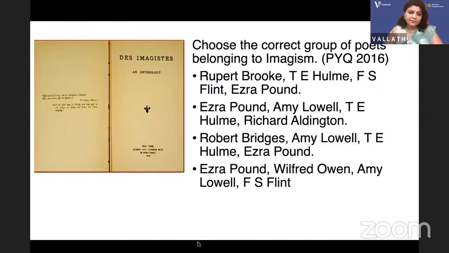Choose the correct group of poets belonging to Imagism. Rupert Brooke, T.E. Hume, F.S. Flint, Ezra Pound. Next, Ezra Pound, Amy Lowell, T.E. Hume, Richard Aldington. Then Robert Bridges, Amy Lowell, T.E. Hume, Ezra Pound. Lastly, Ezra Pound, Wilfred Owen, Amy Lowell, F.S. Flint. So which option among the following presents the correct poets who belong to the group of Imagism?